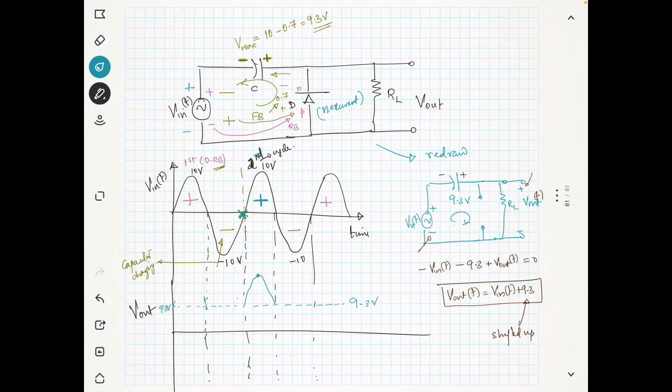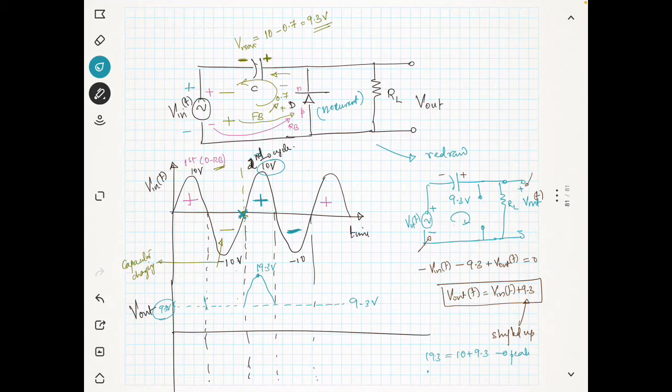Suppose V in is 10 volt, then you already have 9.3 here, so the total voltage becomes 10 plus 9.3, which is the peak. That is nothing but 19.3, so this will go to 19.3 volt. I hope this is clear to you. Similarly, in the next cycle, the negative cycle.